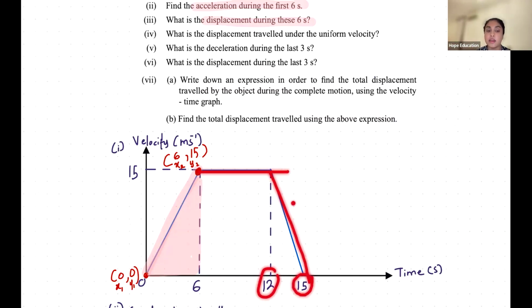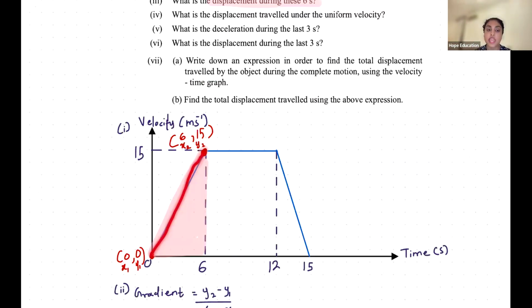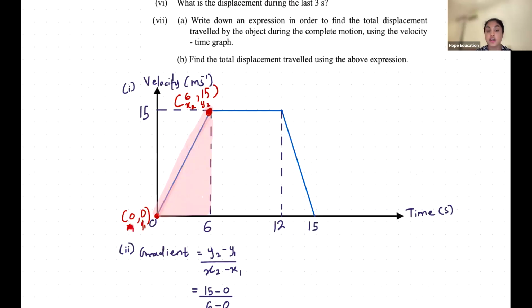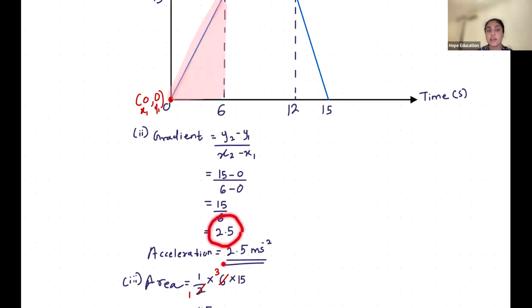Acceleration during the first 6 seconds. We take the first 6 seconds and we find the gradient because we get the acceleration from the gradient. So we have 2 points, x1, y1, x2, y2. From that, we calculated the gradient as 2.5. So the acceleration is 2.5 ms minus 2.